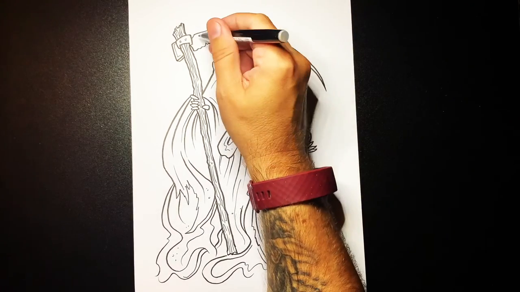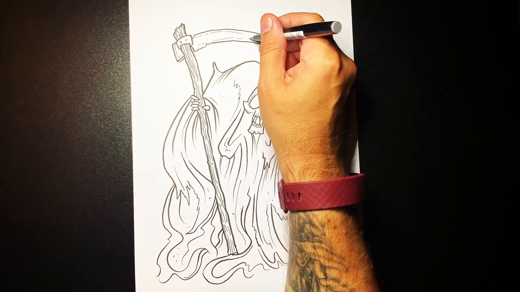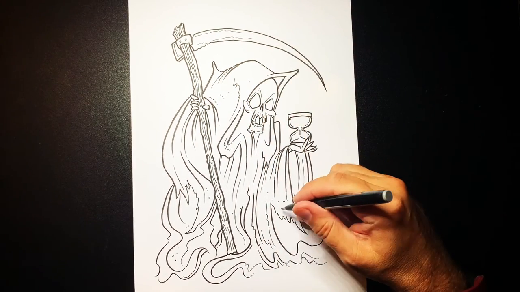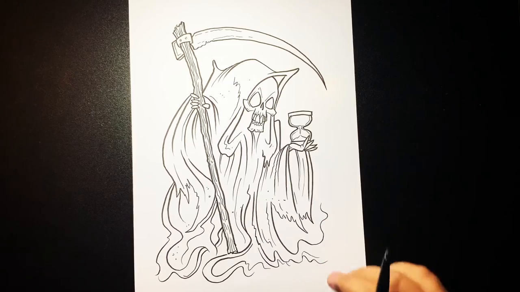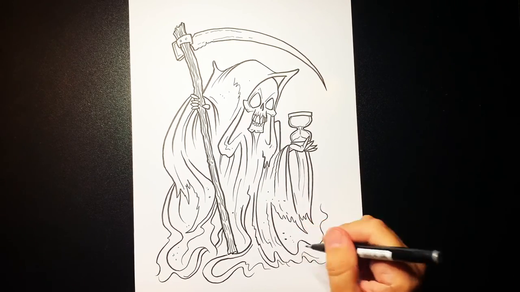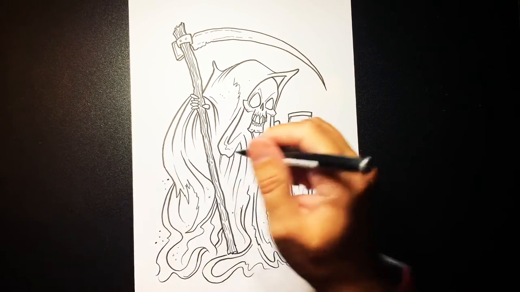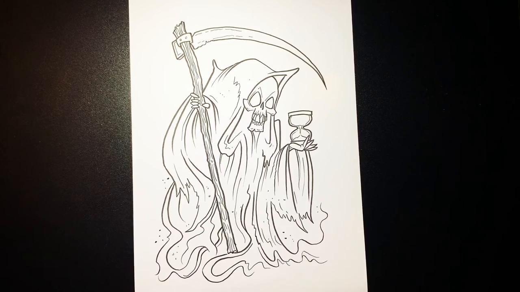Then we'll put a few little textures on that blade. Once you've got all those parts, you're kind of there. A couple little dots just to finish it off. A few more dusty bits floating around him. But there we have Death.